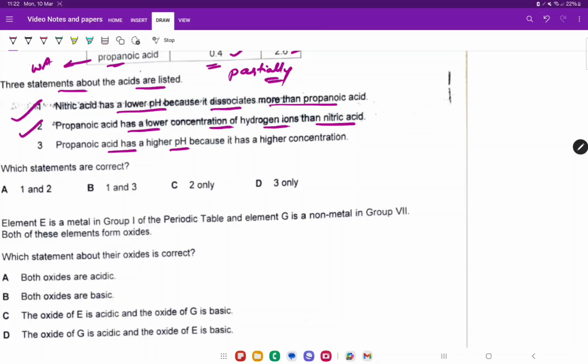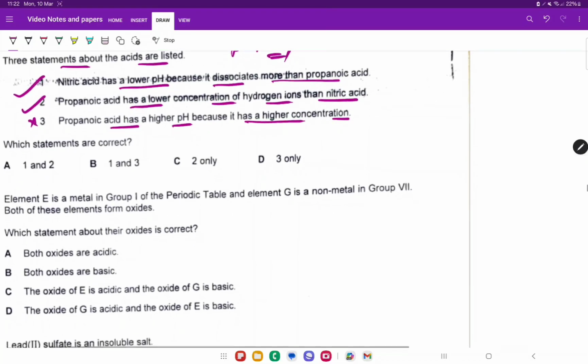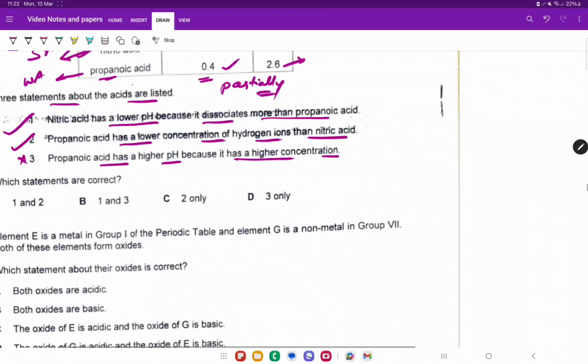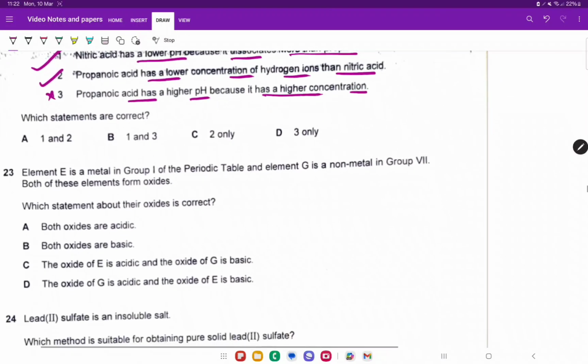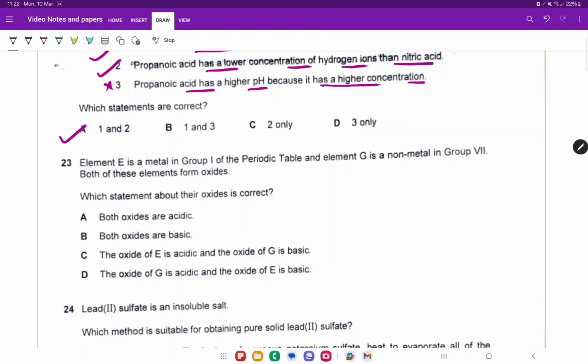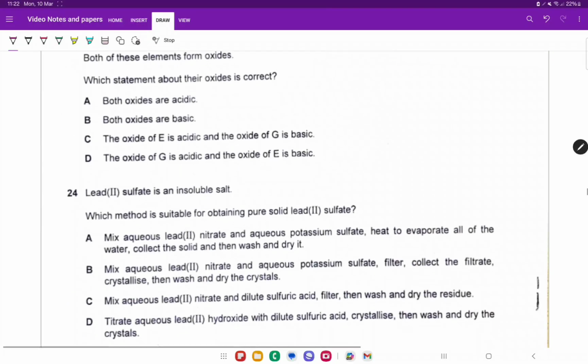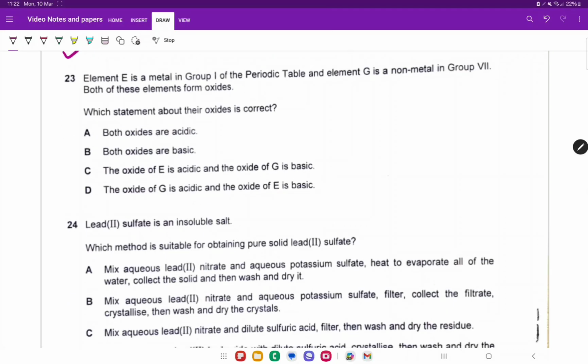Propanoic acid has a higher pH because it has a higher concentration. No, concentration cannot control the pH. If there is a higher concentration of H plus ions, the pH should be low. So this is a wrong option. The answer is 1 and 2 are correct. Option is A.